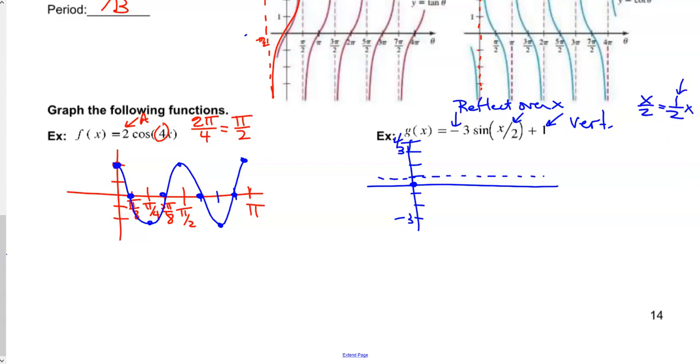To find the period of this new graph, we have to take 2 pi over that 1/2. And if I divide by 1/2, that's the same as multiplying by 2. So this would be 4 pi would be 1 cycle. So in 1 cycle, I'm going to have 4 pi. Half of that's going to be 2 pi. Half of that's going to be pi. So for every pi, I have a significant point. So I would have 3 pi, 5 pi, 6 pi, 7 pi, 8 pi to get my second period here.